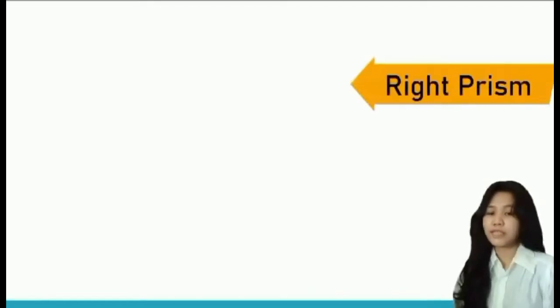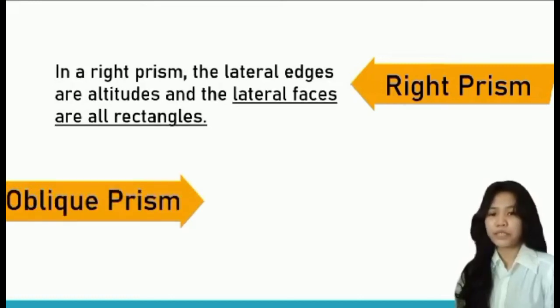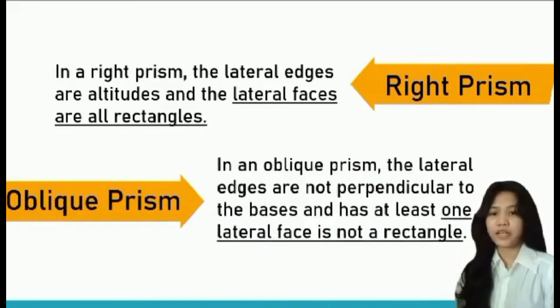In a right prism, the lateral edges are altitudes and the lateral faces are all rectangles. While in an oblique prism, the lateral edges are not perpendicular to the bases and has at least one lateral face that is not a rectangle.